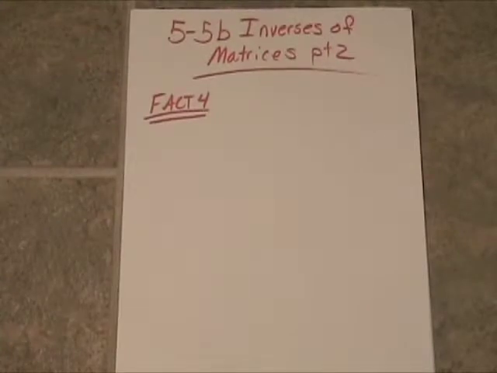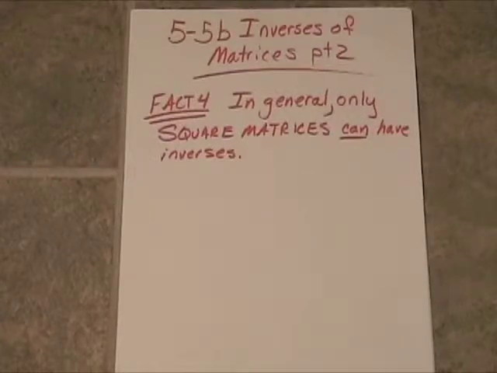Okay, lesson 5-5B, inverses of matrices, part 2. Here's the fact 4. Not all matrices have inverses. In general, only square matrices can have inverses. All right, and not even all of those have inverses. All right, so what's a square matrix? A 2x2, a 3x3, a 4x4, etc.